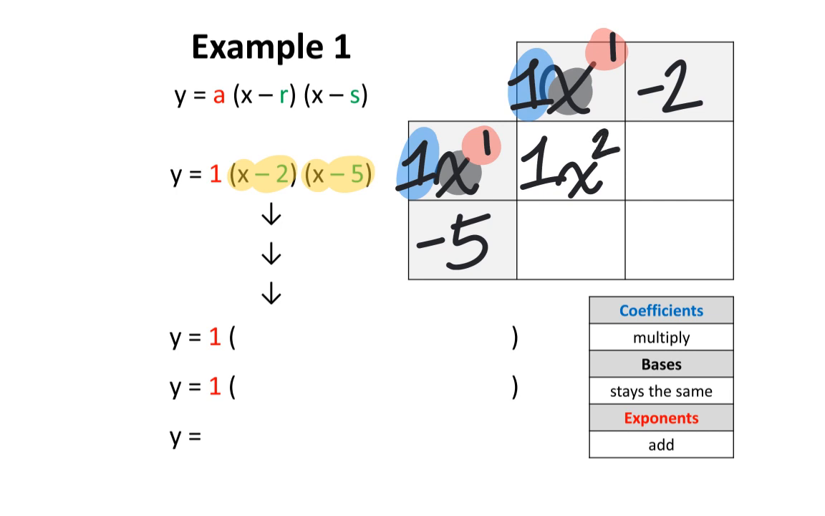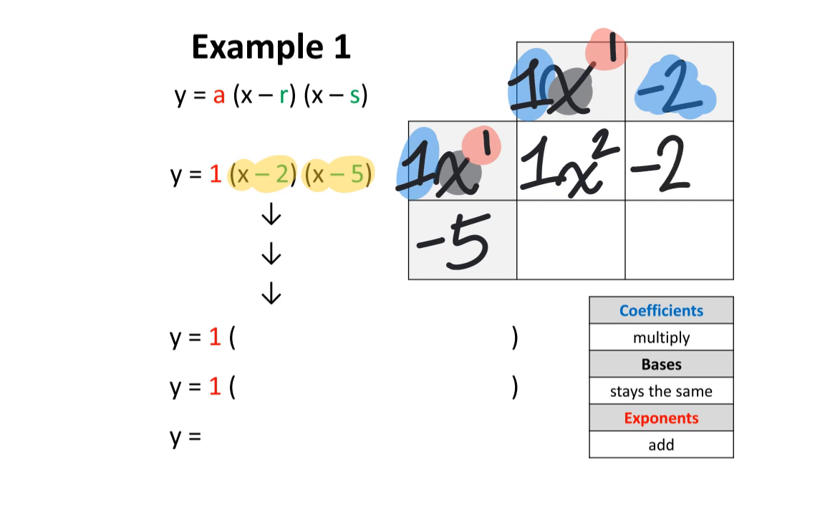We're going to repeat this entire process when multiplying this term with this term and writing our answer in this empty box. The first step is to take a look at the coefficients. We already know the coefficient of this term is 1, but what about that term? The coefficient here would be -2. We want to multiply these coefficients. So 1 multiplied by -2 is going to give you -2.